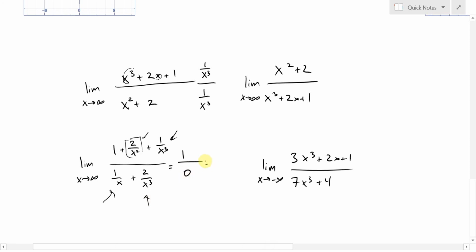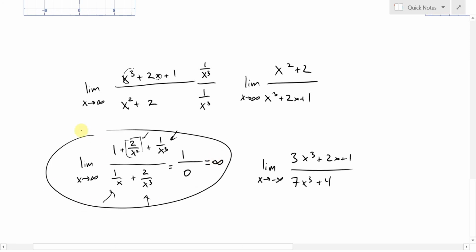Remember, whenever you're dividing by 0, it's either plus infinity or minus infinity, and you have to actually plug in values to check what's happening. For x running off to infinity, x is a positive value, so everything in this entire expression is certainly going to be positive. So if it's going to run off to any infinity, it's going to run off to positive infinity. So that handles that.